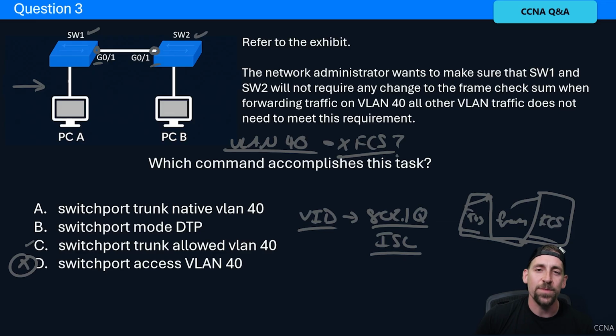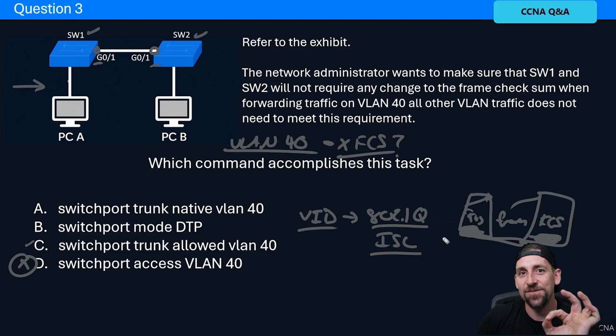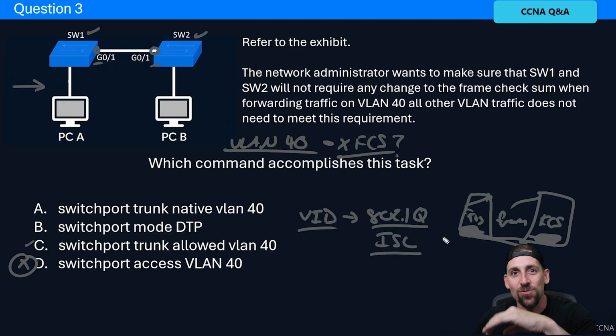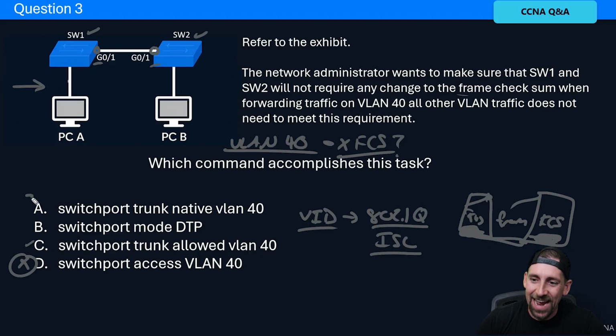And you could intuit this. Maybe you knew this about adding VLAN tags already. But what it's actually doing is saying, hey, we can't add these tags here, because if I add this tag, then it's going to change the frame checksum. When you don't add a tag is when the VLAN is assigned as the native VLAN. So if we assigned VLAN 40 as the native VLAN, that actually would not add a tag and would not result in a frame checksum change. So if we go back to the question, will not require any change to the frame checksum when forwarding traffic on VLAN 40. If we look at A, switchport trunk native VLAN 40.